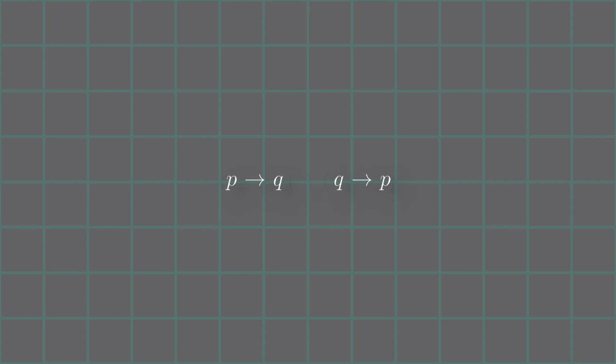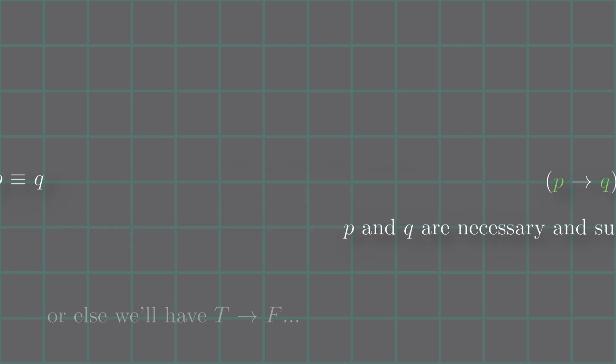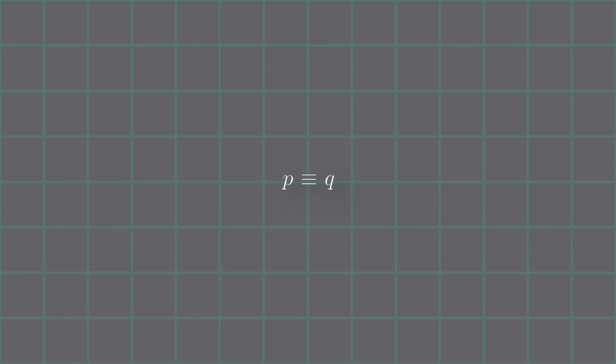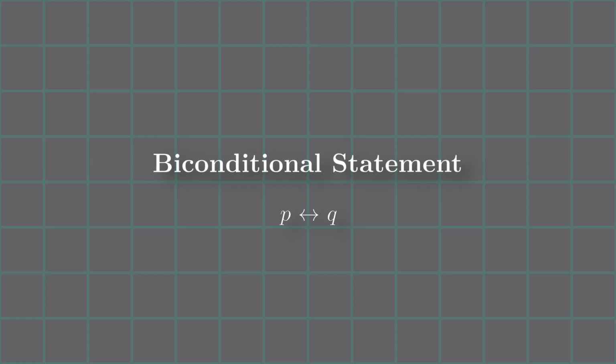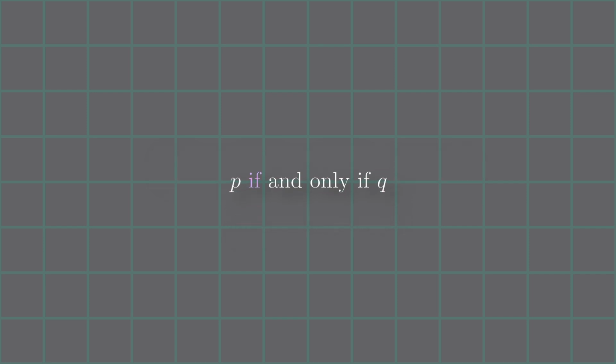If both of these statements are true, then we say that P and Q are necessary and sufficient conditions for each other. This means that when P is true, Q must be true, but if P is false, then Q is false. This means that P and Q are logically equivalent to each other, and we call this a biconditional statement. In a biconditional statement, each statement leads to the other, and we usually say "P if and only if Q." The "if" part says that Q is a sufficient condition for P, whereas the "only if" says that Q is a necessary condition for P.